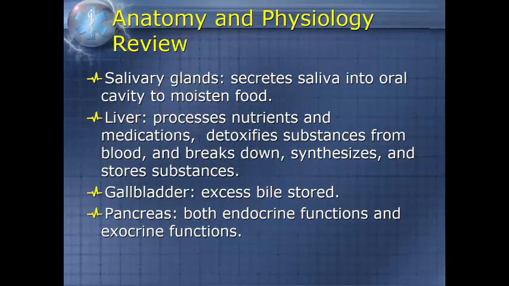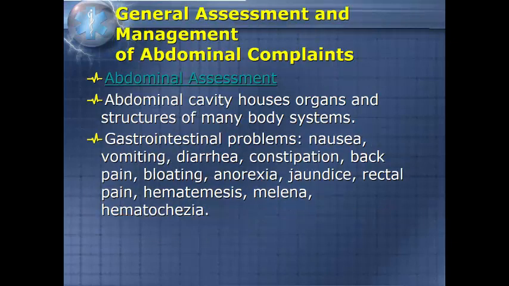Your accessory organs here, your salivary glands, are going to secrete saliva into the oral cavity, help moisten, and start breaking down the food. Your liver is going to process your nutrients and medications, and detoxify things. Your gallbladder is going to store excess bile and release it to mitigate the fats that you eat. Your pancreas is going to do your endocrine and your exocrine functions. It's going to help regulate your blood sugar, among other things. When we are looking at an abdominal assessment, you have to understand there's a lot of organs, a lot of structures, and a lot of body systems that are all involved in the abdominal area.